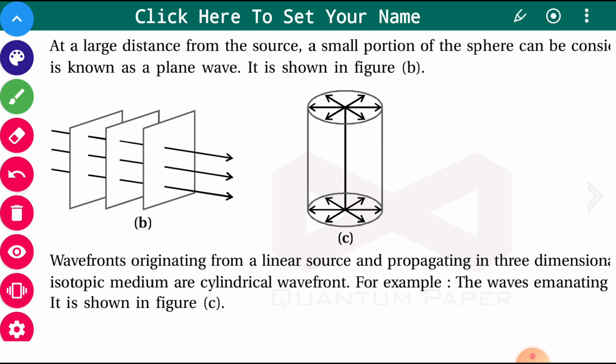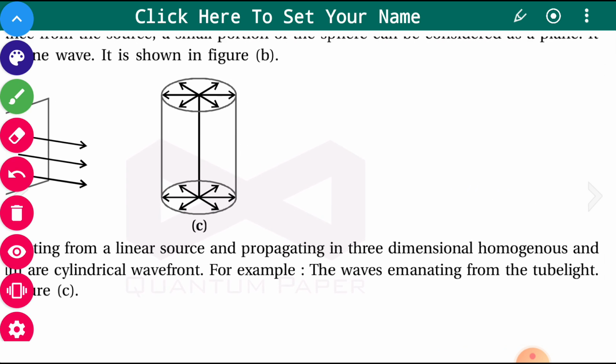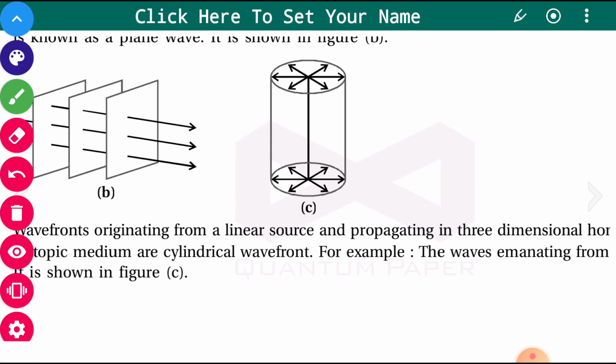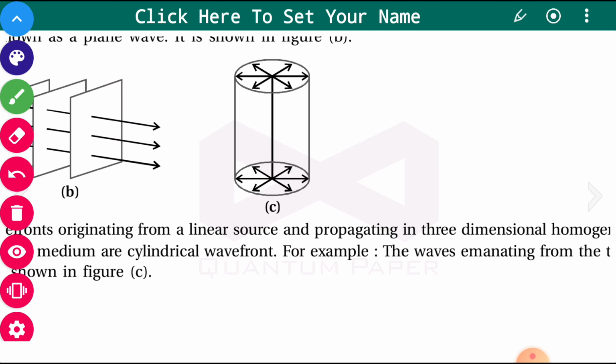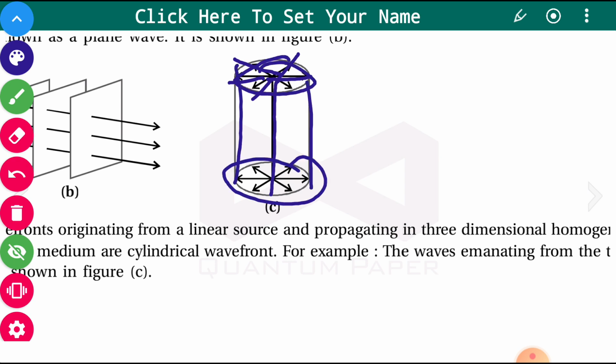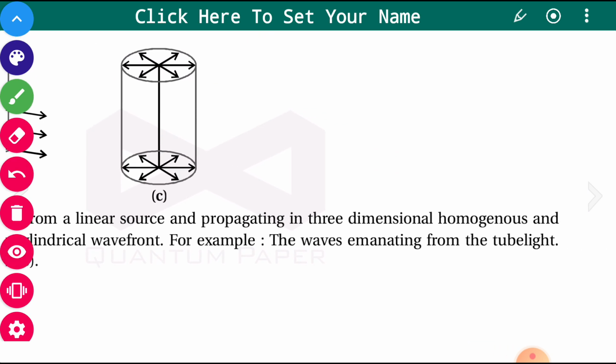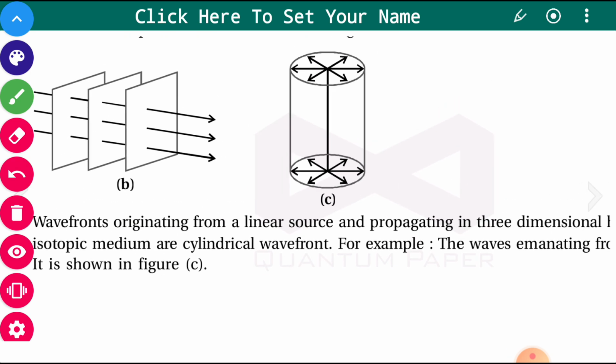Wavefronts originating from a linear source and propagating in a three-dimensional homogeneous and isotropic medium are cylindrical wavefronts. So this is the linear source by which the wave is produced, and it is traveling in all three dimensions. It will have a cylindrical wavefront, as if a cylinder is expanding. For example, waves emerging from a tube light, which are shown in this figure C.